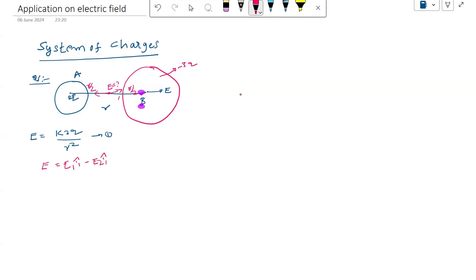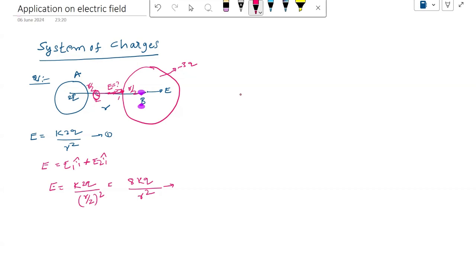So in the direction 1, this is 2. Therefore, E1 is equal to K into 2Q by R by 2 whole square, that equals 8KQ by R square. Sorry, here R by 2, this is minus Q, it is attractive. So this will also be in this direction only, plus only will come here. This is negative, so attractive. Both fields are in the same direction.